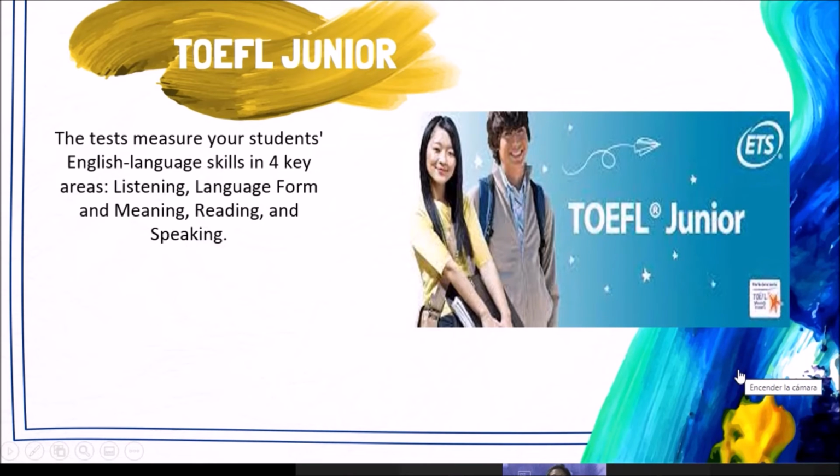And then we are going to explain a little bit about the TOEFL Junior. This test measures your students' English language skills in 4 key areas, for example, listening, language form and meaning, reading, and speaking. I'm going to explain a little bit about that, but also we have some summaries or some characteristics about this kind of evaluation. And the TOEFL Primary program is like the Junior, but in this case it's for the age of 11.